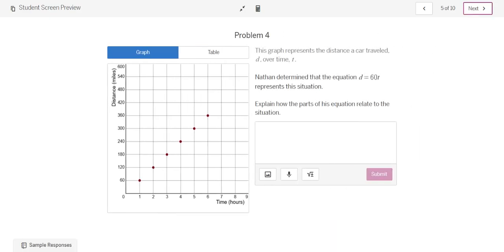Next, using that same information, determine distance d equals 60 times t. Yep. Explain how the parts of this equation relate to the situation. So d is the distance, and t is the hours. So 60t equals 60 times each hour would be the distance there.